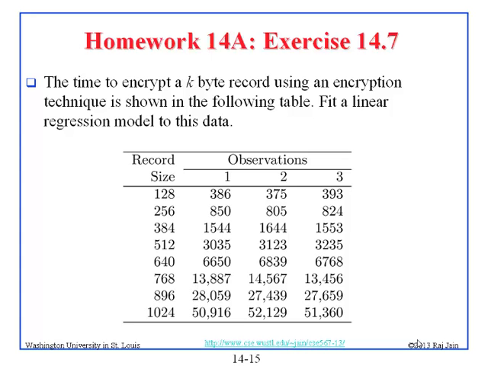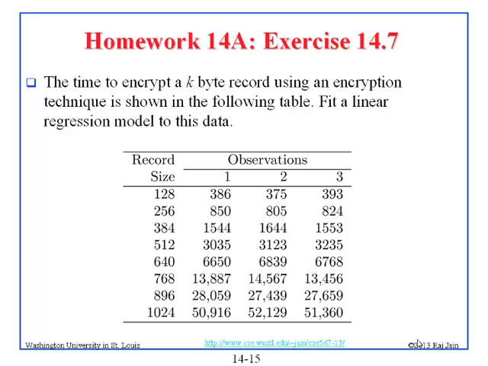Anyway, this is an exercise which simply says that you have time to encrypt a k byte record. So if the record size is 128, you have these 3 observations. If it is 256, there are 3 observations. So in total you have 1, 2, 3, 4, 5, 6, 7, 8, 24 observations. Values of x can repeat. So basically, these are 24 observations.